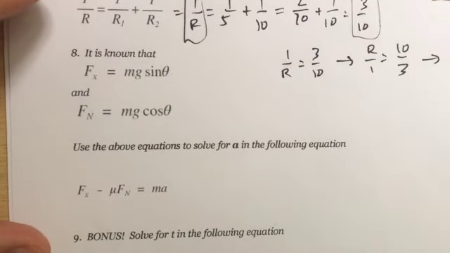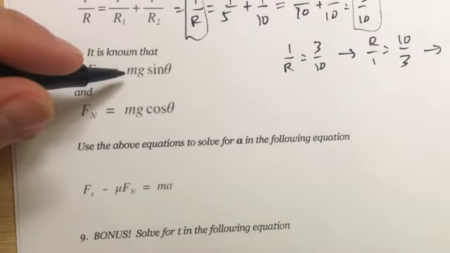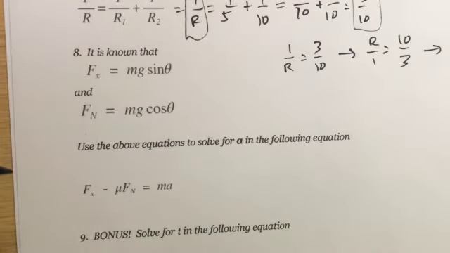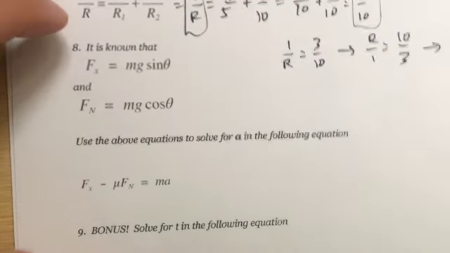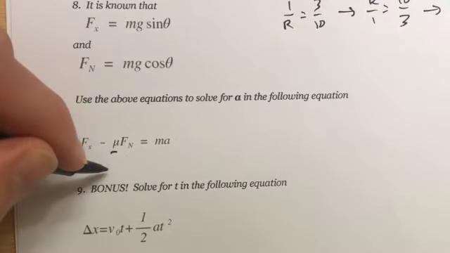All right, number 8. This is sort of a two-part problem. F sub x equals mg sine theta, and f sub n equals mg cosine theta. So these are two givens. Then it says, use the above equations to solve for a in the following equation. F sub x minus mu, this is the Greek letter mu.